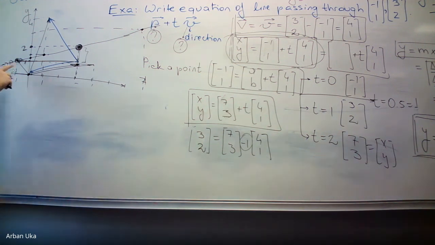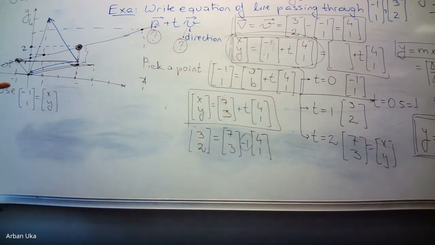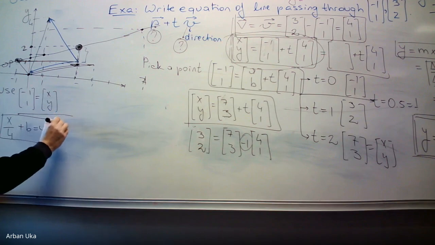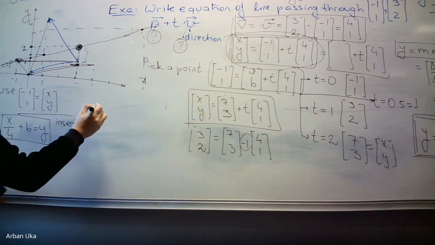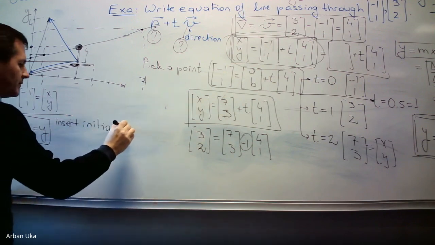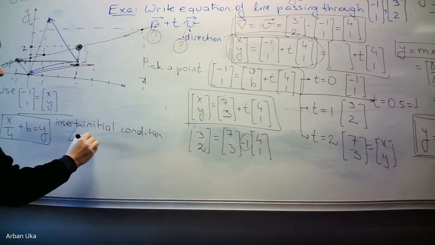Let's do it. We can use minus 1, 1. Just pick a point on the line. Yes, any point on the line where minus 1, 1 is equal to x and y. So these are two values. And then let's have a look at that expression. This is x over 4 plus b is equal to y. So then substitute, insert the boundary condition. I mean initial, not initial condition, but boundary condition. It's either initial condition or we call this one boundary condition.